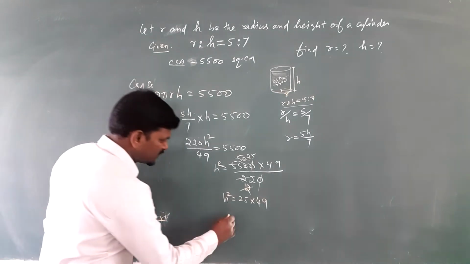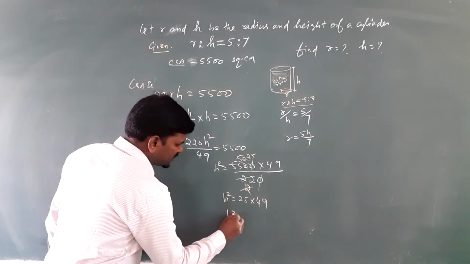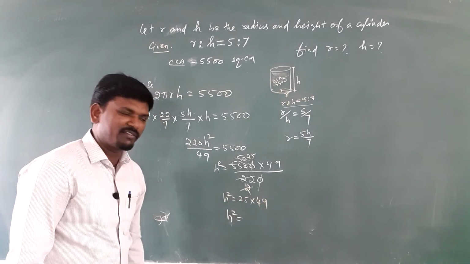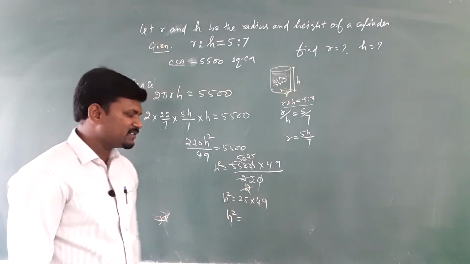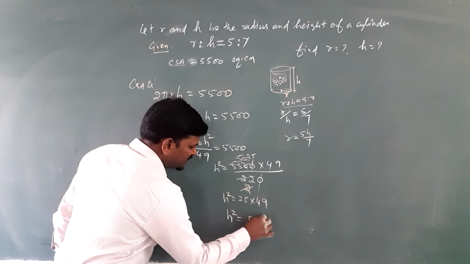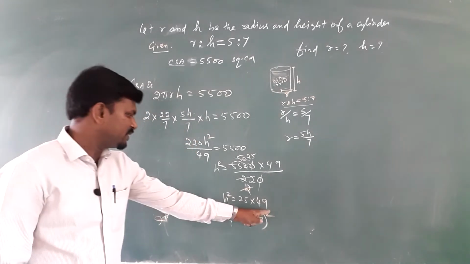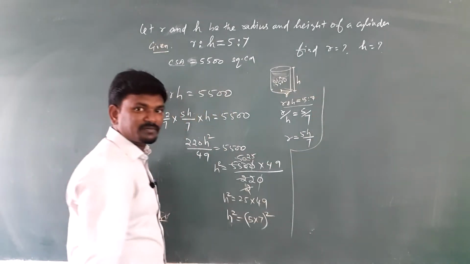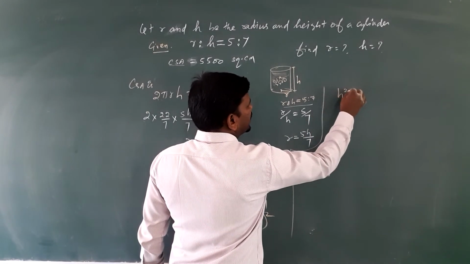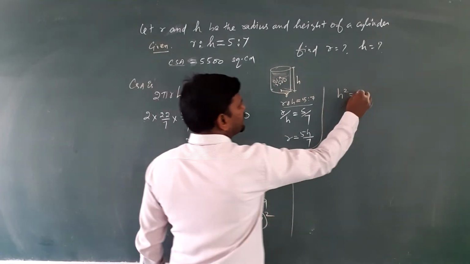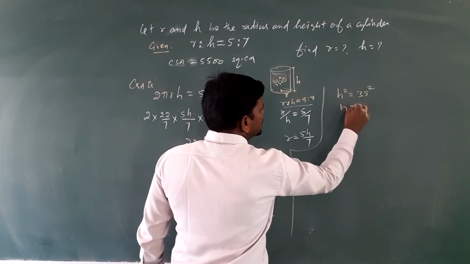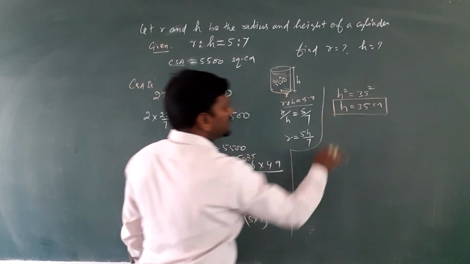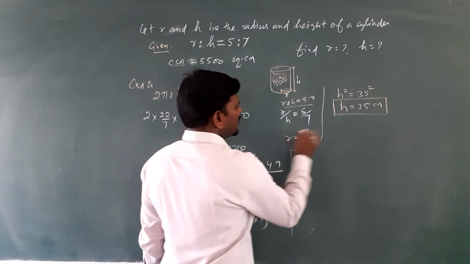So H square is equal to, we have to write this as a perfect square. Already these two numbers are perfect squares. 5 5s are 25, 7 7s are 49. So 5 into 7 whole square, 5 square 25, 7 square 49. Then H square is equal to 5 7s are 35 square. H is equal to 35 centimeter.